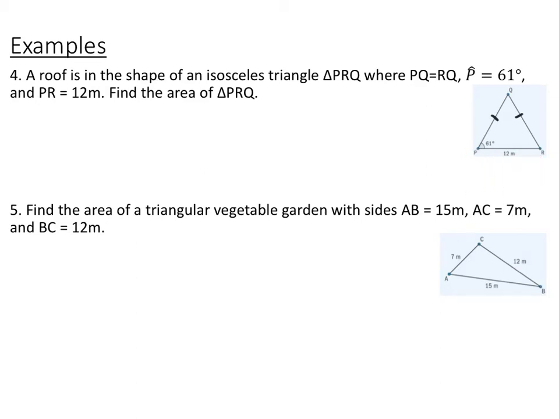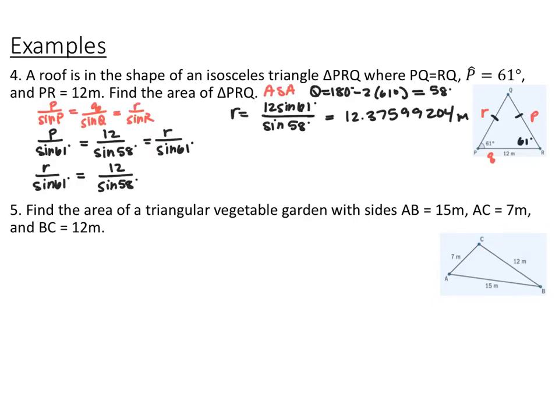Given this information, we have some missing information that you'll have to find first. Go ahead and pause the video and see if you can find the area of triangle PRQ. In order to find the area, we need to have a side angle side triangle, but right now we have an angle side angle triangle. The reason that we have an angle side angle triangle is because this is isosceles. That means your two base angles are congruent.